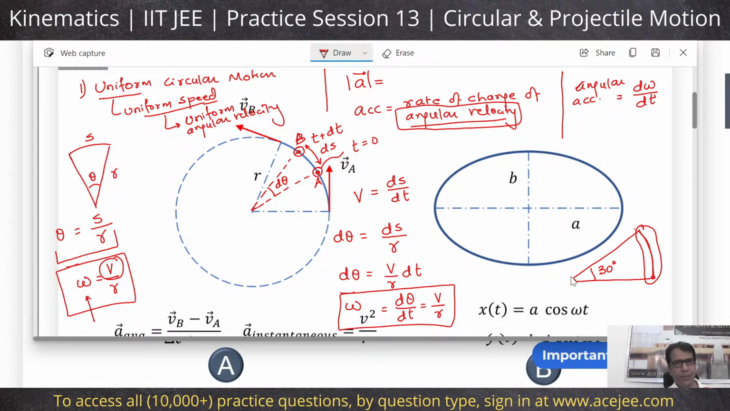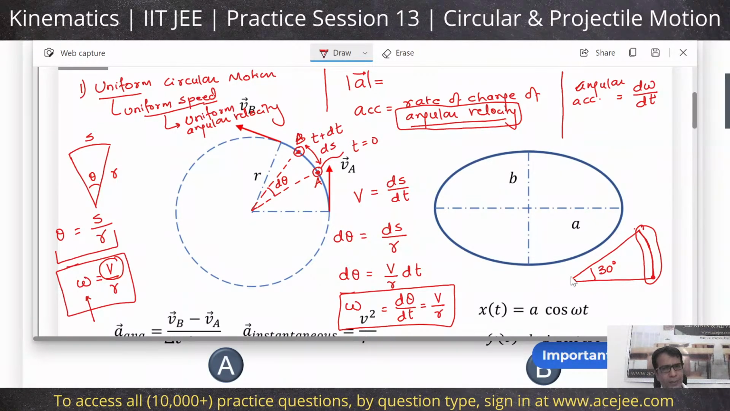So if somebody says my omega is 1 radian per second, and asks how much angle the particle has traced in 1 second, what would be the answer in degrees? So 180 by pi, right? Let's say pi is 3.14, or let's say it is 3 just for rough calculation purposes. So pi is 180 degrees, and 180 divided by 3 will be close to, slightly less than, 60 degrees. Correct now? Okay, good.